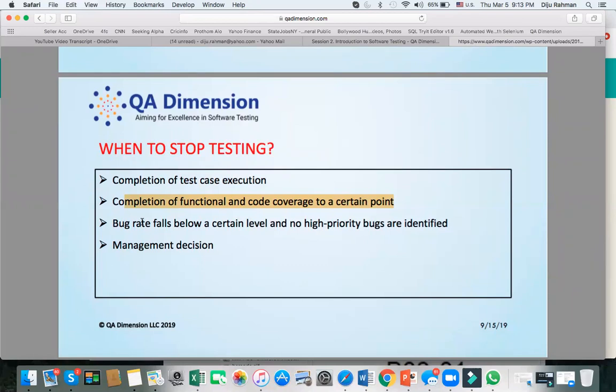Completion of function and code coverage means whenever developers finish their coding, you test that particular piece of software and make sure it's working or not. When this is finished, you can also say, okay, my testing is finished. It's a different way of saying that. And another is bug rates falling below a certain level.